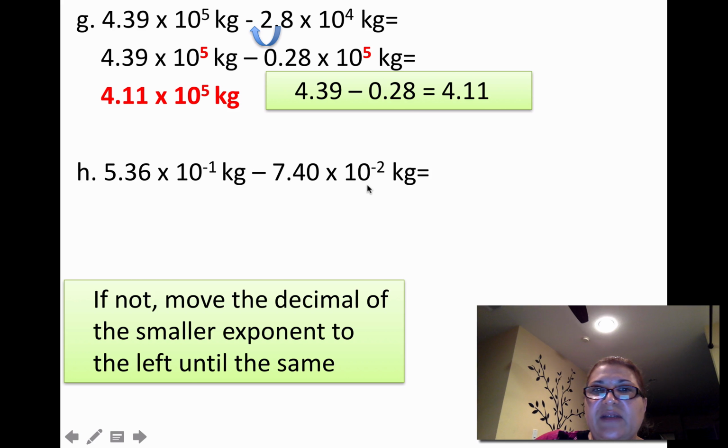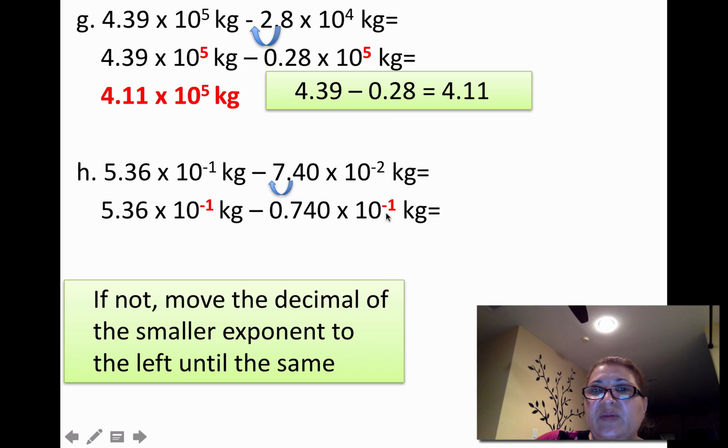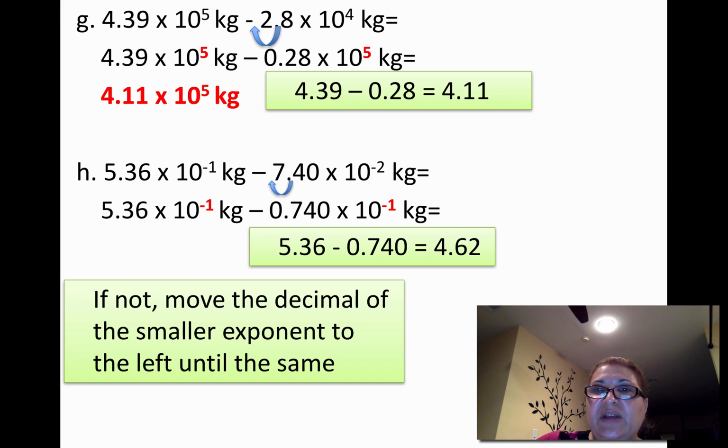And in this one, -1, -2, we take the smaller one, move the decimal to the left. So both of them will be 10 to the -1, and then subtract the coefficient. And we get 4.62 times 10 to the -1.